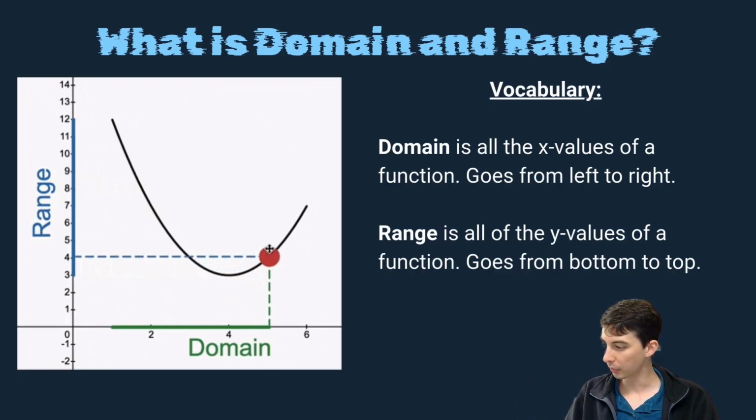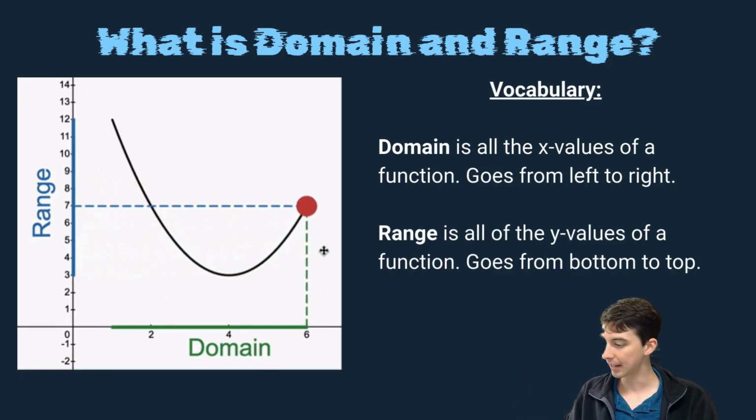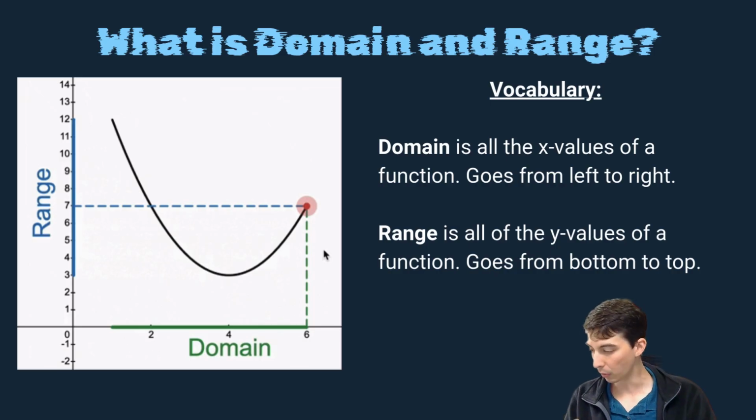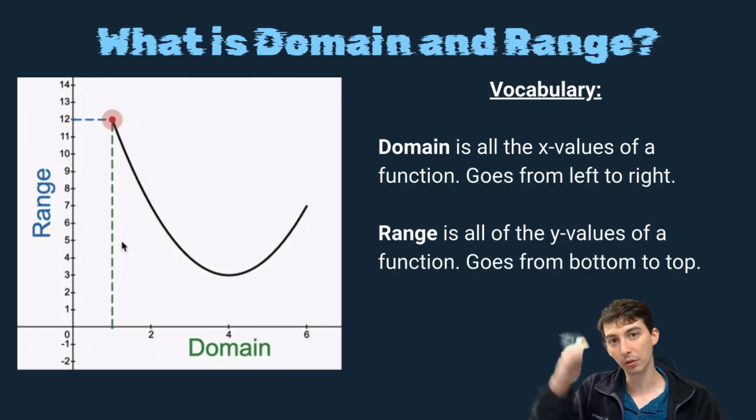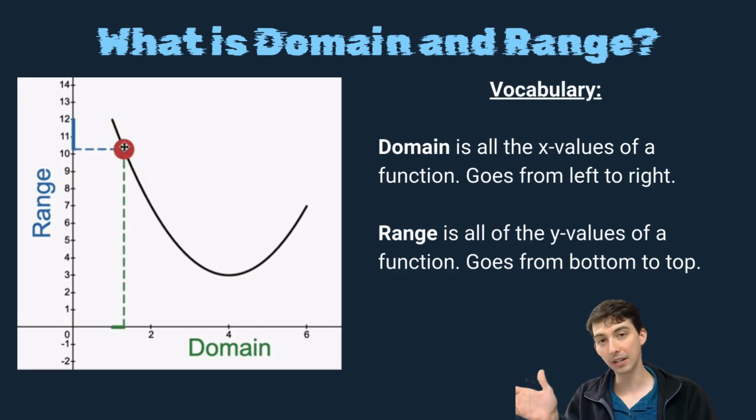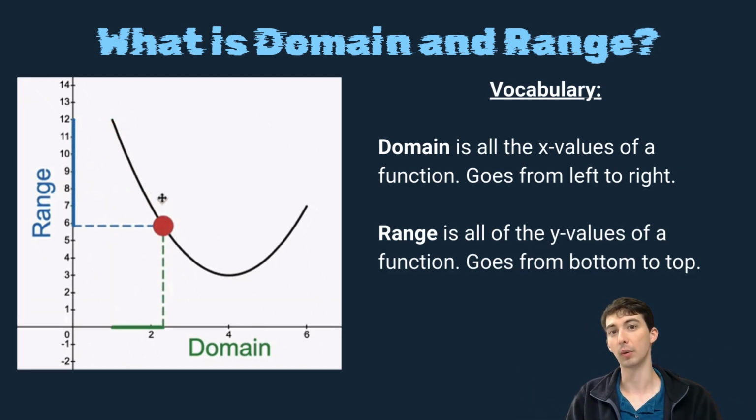And so it goes all the way down until it can't go any lower. But once we hit that lowest point, it stays low because all of those values are going to be included. And domain is going from the leftmost point all the way to the rightmost point.